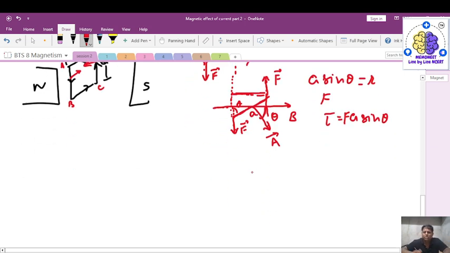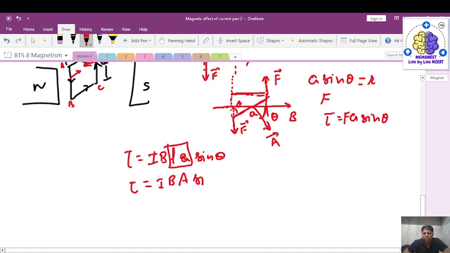So, putting the values for tau, putting F equal to IBL, then A is the width, into sine theta. So L into A will give you the area. So tau will be equal to I into B into A into sine theta. Now I into A is nothing but the magnetic dipole moment. That is, tau is equal to M into B into sine theta.